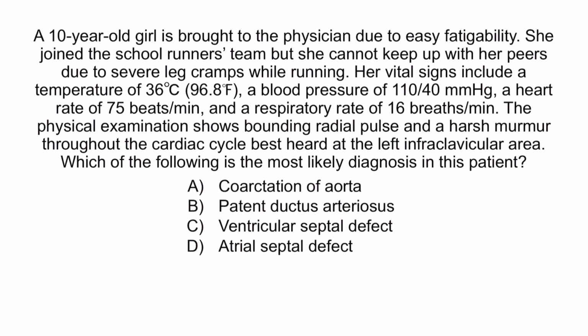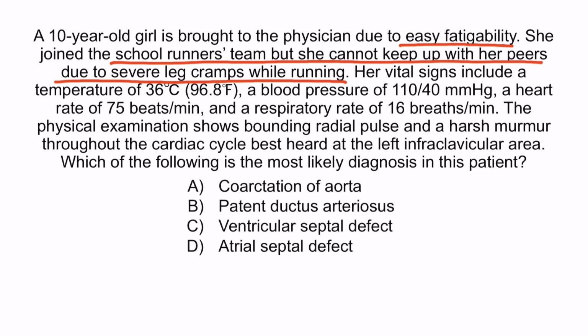A. Coarctation of the aorta. B. Patent ductus arteriosus. C. Ventricular septal defect. Or D. Atrial septal defect. This young girl presents with easy fatigability. She joined the school runners team, but she cannot keep up with her peers due to severe leg cramps while running. Her vital signs are significant for a wide pulse pressure of 70.